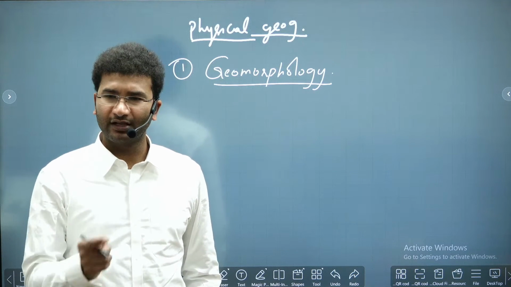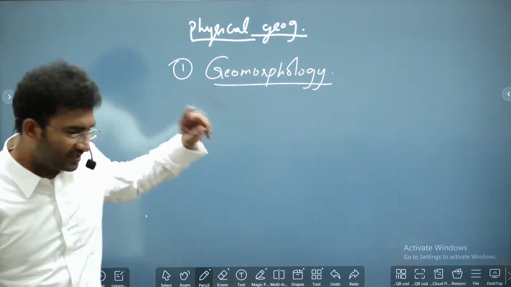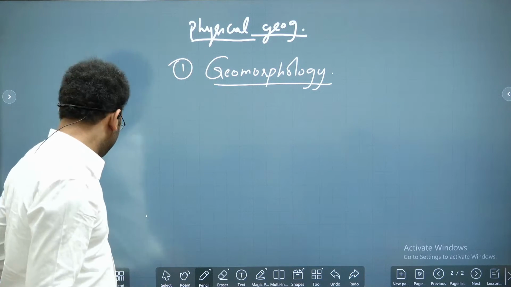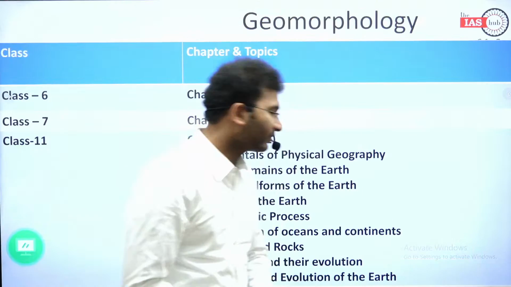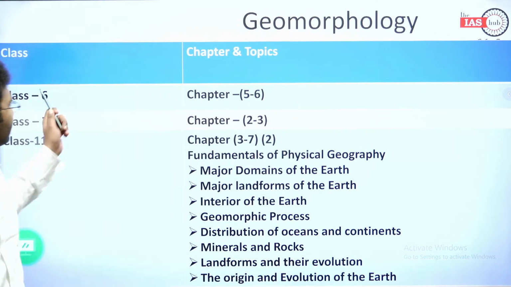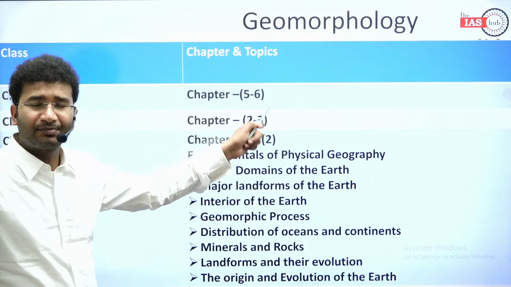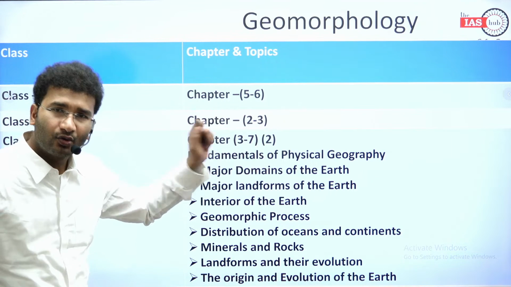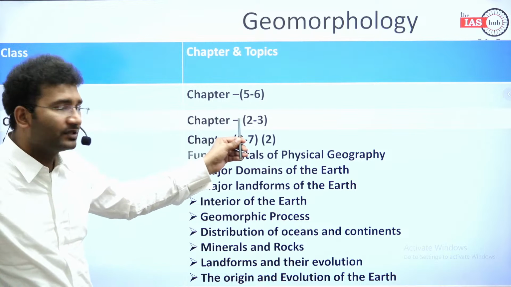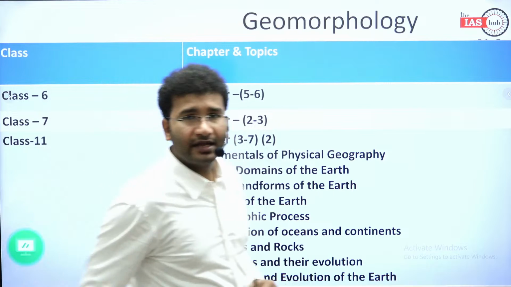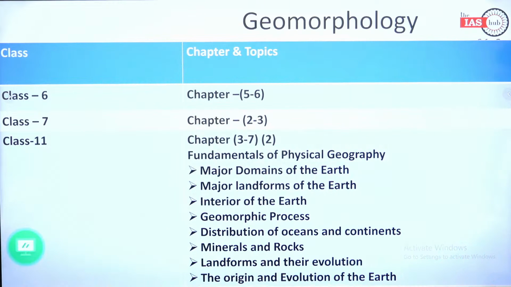I'll also tell you what chapters you have to read. So let's quickly go back to the PPT here and please make a quick note down of these chapters. See, go to class 6 and read chapter number 5, chapter number 6, right? Go to class 7 NCERT of geography, read chapter number 2, chapter number 3. Then let me move aside so that you can see.